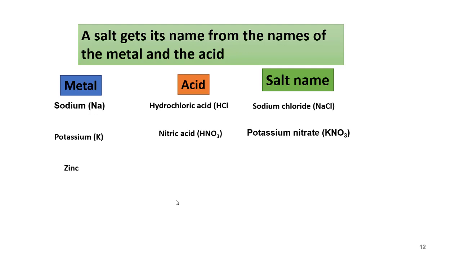Next one is the zinc metal. It reacts with sulfuric acid to form zinc sulfate. Zinc sulfate is a salt, and it gets its name from the name of the metal, zinc, combined with the acid, sulfuric acid, to form zinc sulfate. So that was all about how a salt gets its name. A salt gets its name from the name of the metal and the acid.